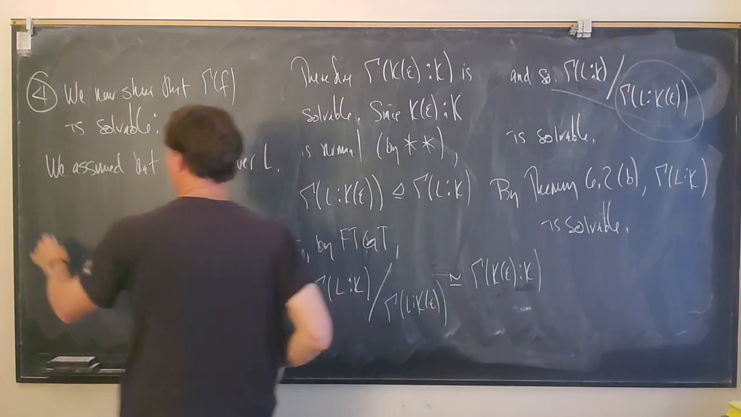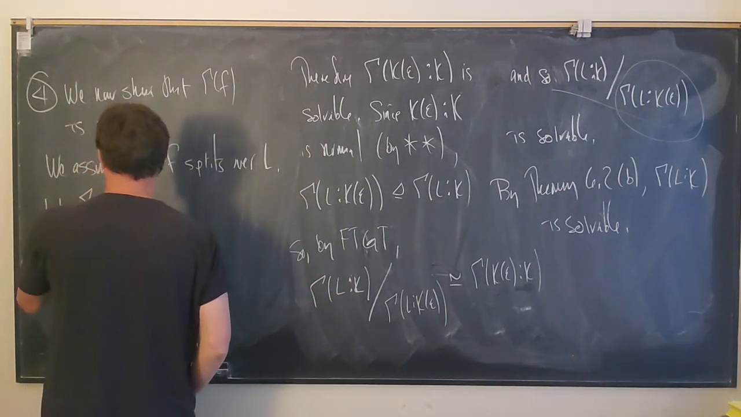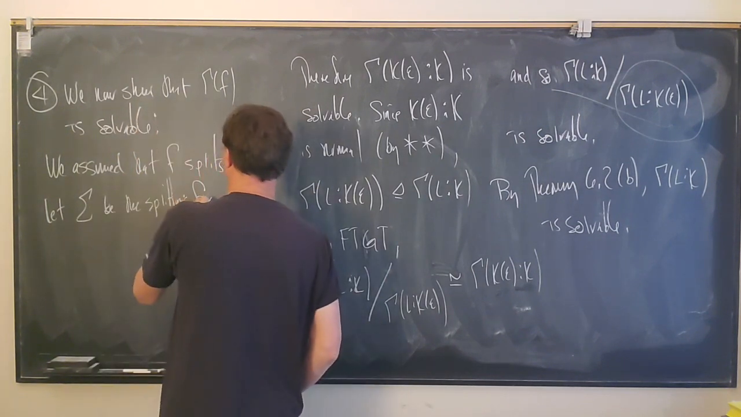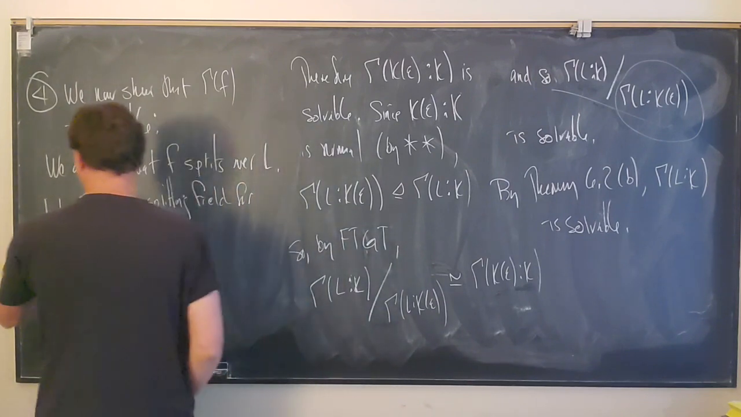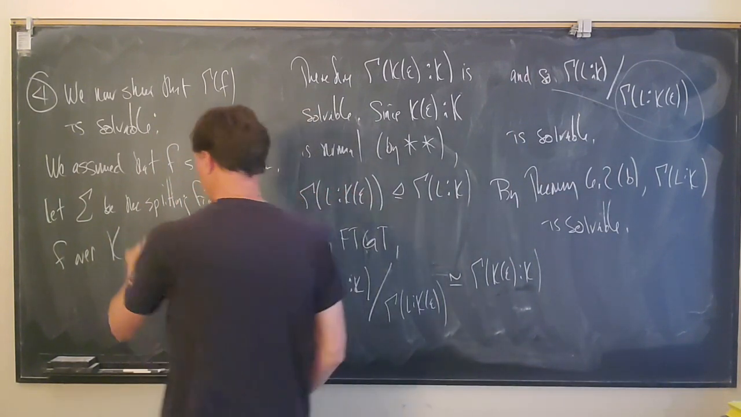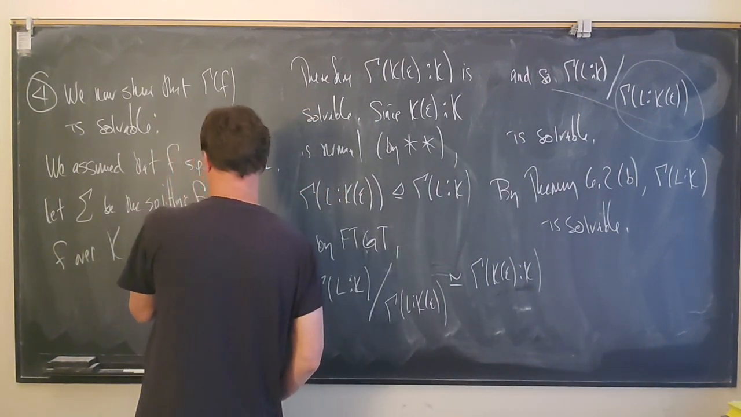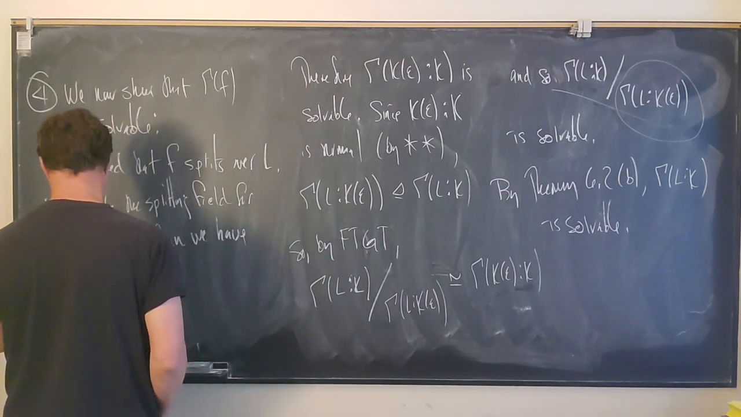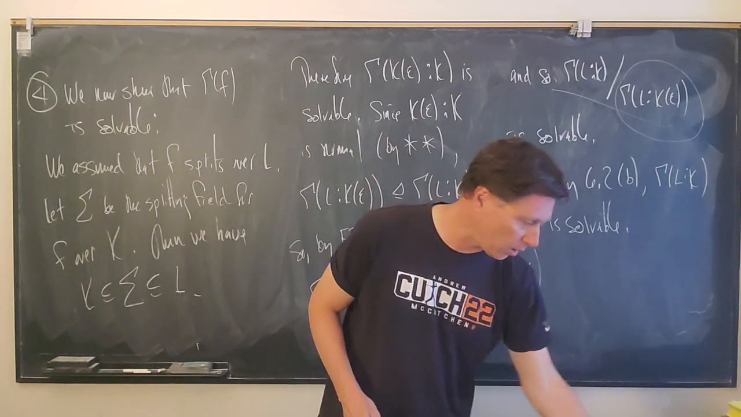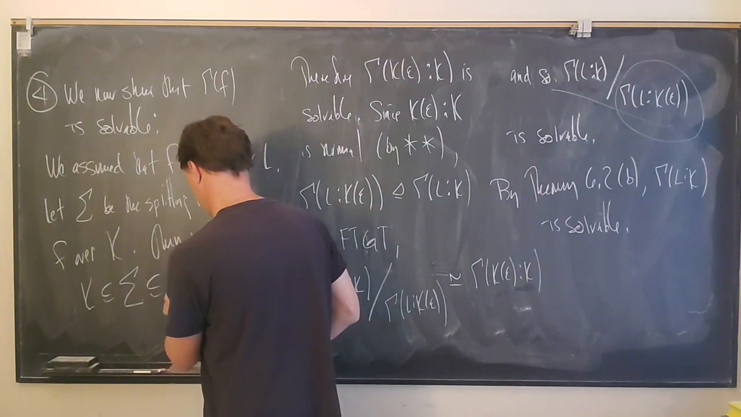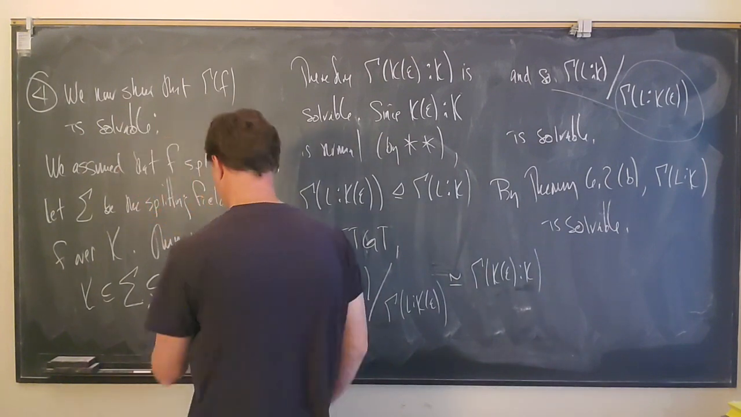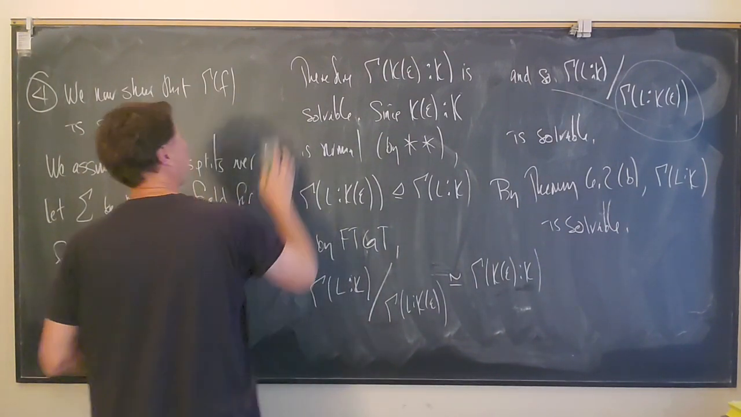So let's let sigma be the splitting field for F over K. Then we have that sigma lies in between K and L. And sigma over K is normal.